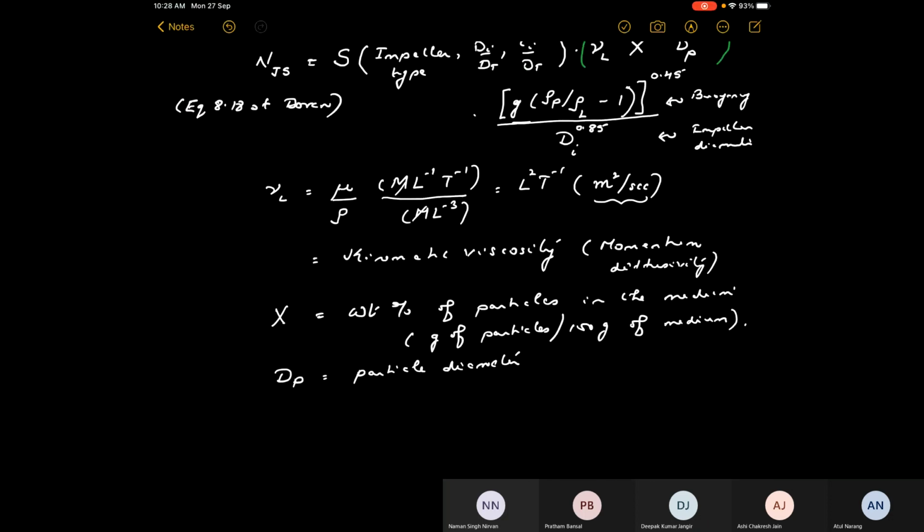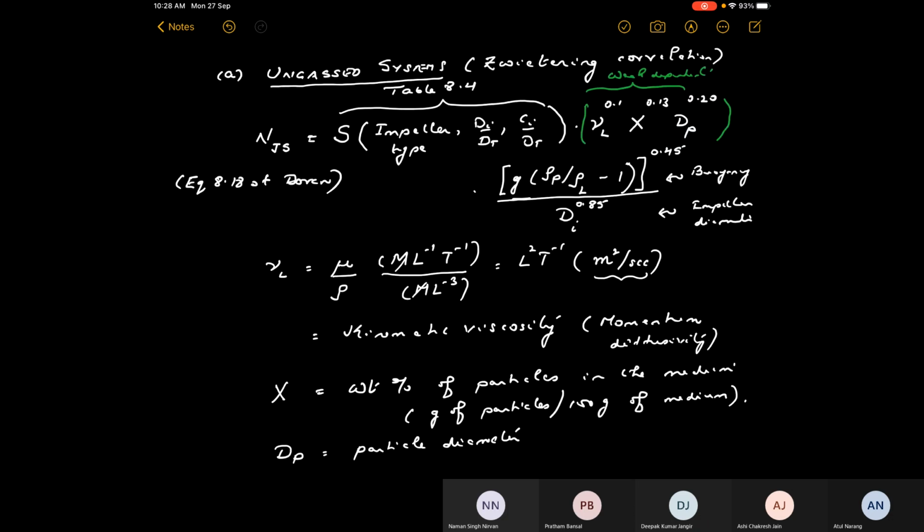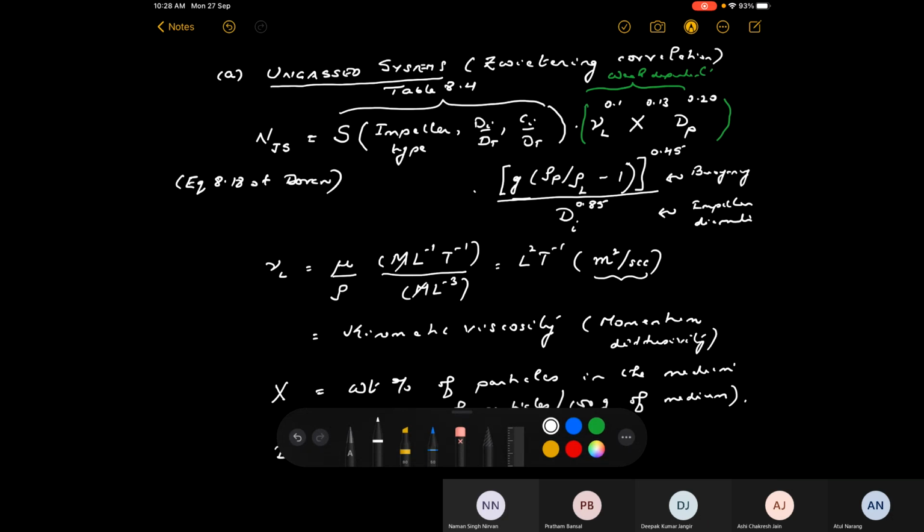So, first thing I should point out: keep in mind that in this equation, only S depends on the impeller type and di over dt and Ci over dt. In other words, information about the type of impeller will simply determine S. The rest of the equation is the same for all impeller types. You understand my point? No matter what the clearance is, it doesn't care. Everything on the right hand side.